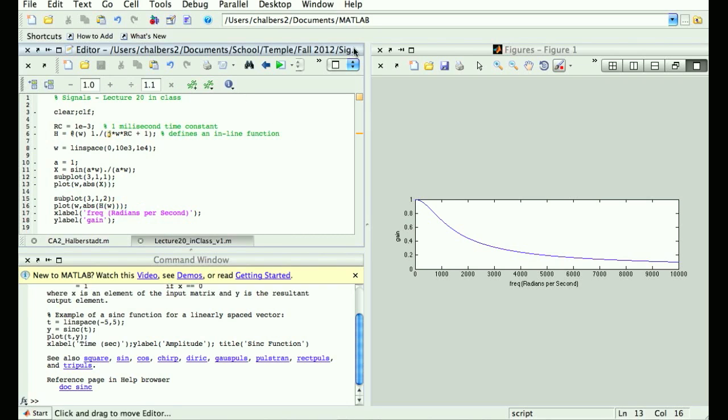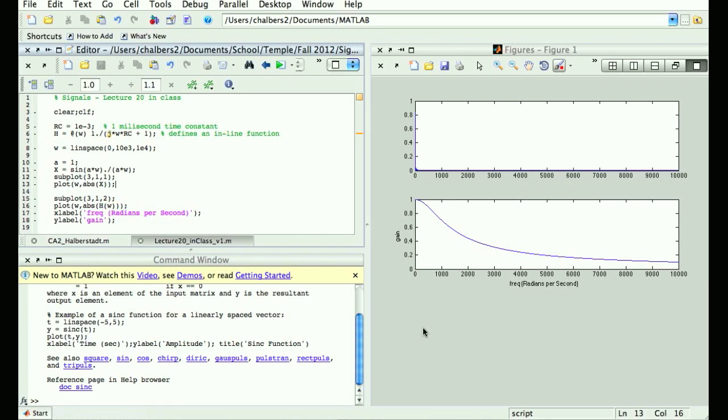Whoa! What am I looking at? Yeah, the frequencies are kind of a little bit mismatched.